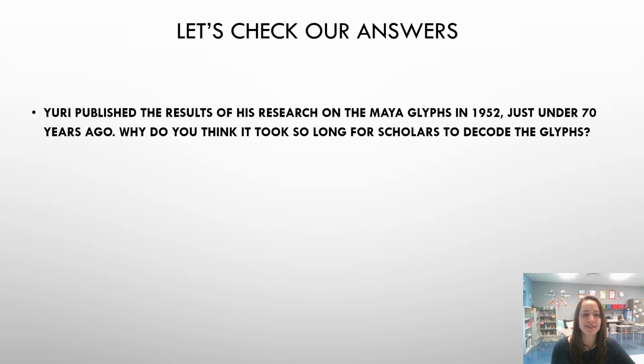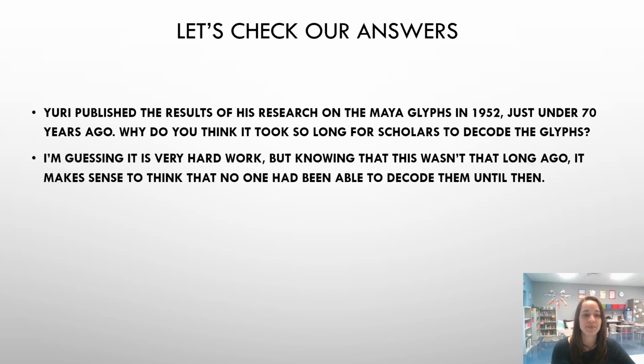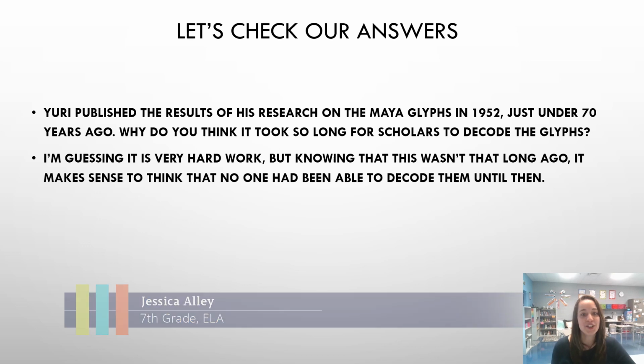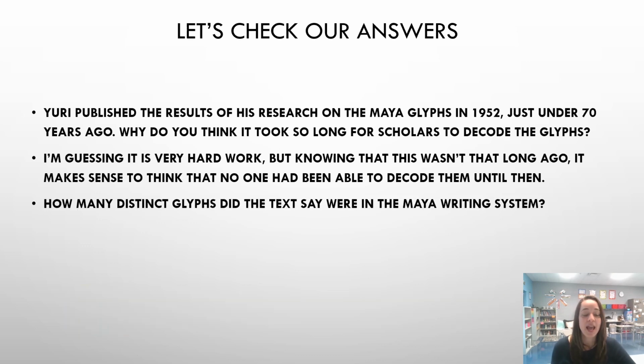Let's check our answers. Urey published the results of his research on the Maya glyphs in 1952, just under 70 years ago. Why do you think it took so long for scholars to decode the glyphs? I'm guessing it's very hard work, but knowing that this wasn't that long ago, it makes sense to think that no one had been able to decode them until then. How many distinct glyphs did the text say were in the Maya writing system? Around 800. That's unbelievable.